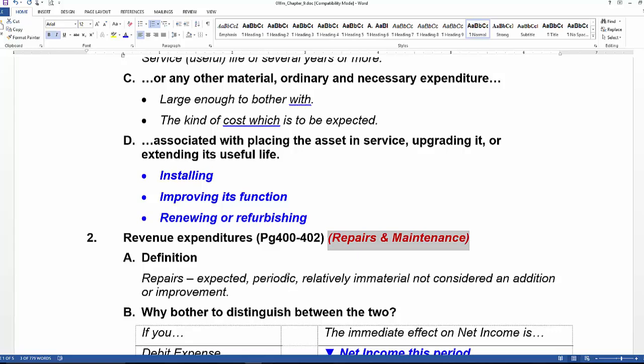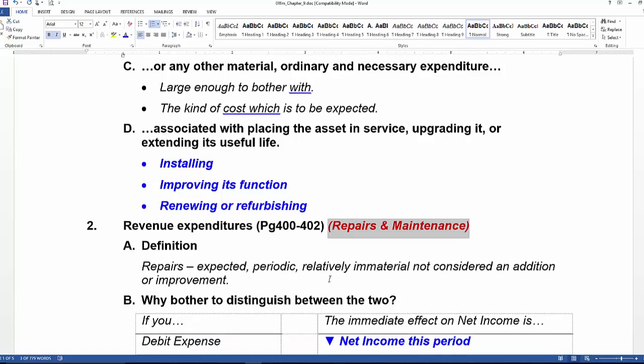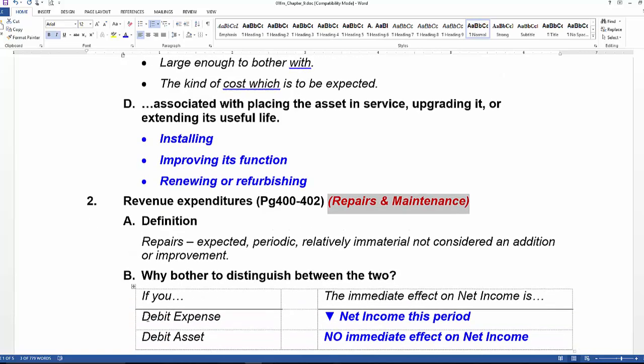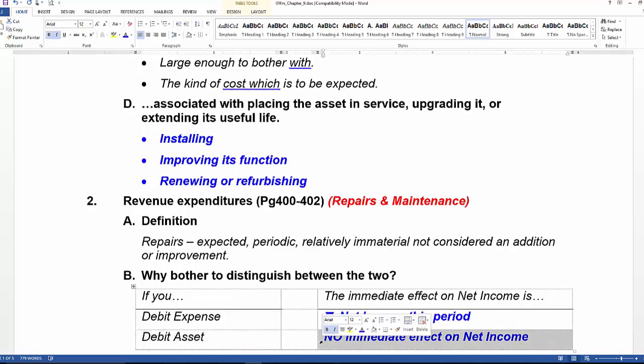So why would I bother to distinguish between expenses and assets? Well, if you debit repairs and maintenance expense, then this period your net income will drop immediately. However, if you debit an asset account, then you'll have no immediate effect on net income, and there'll be none until you actually do depreciation on that new quote-unquote asset. So as you can imagine, there's a fair amount of devilment which goes on between deciding whether something is an expense or an asset.